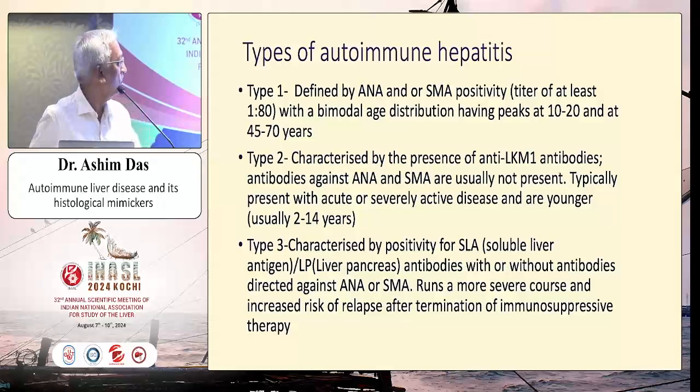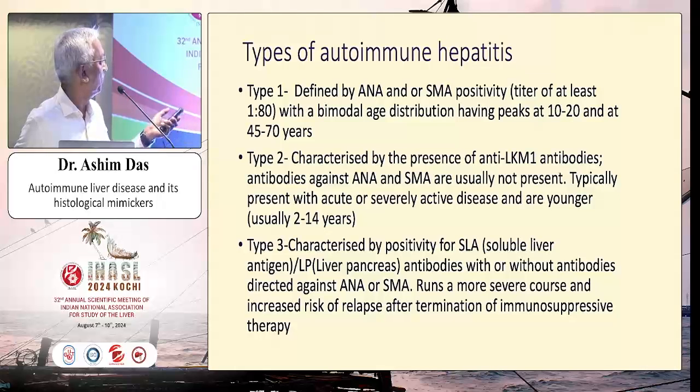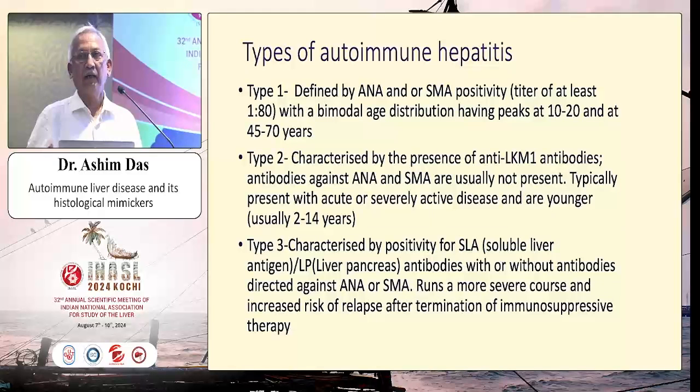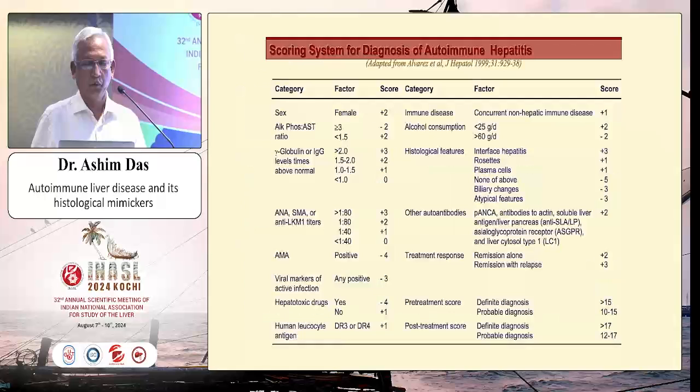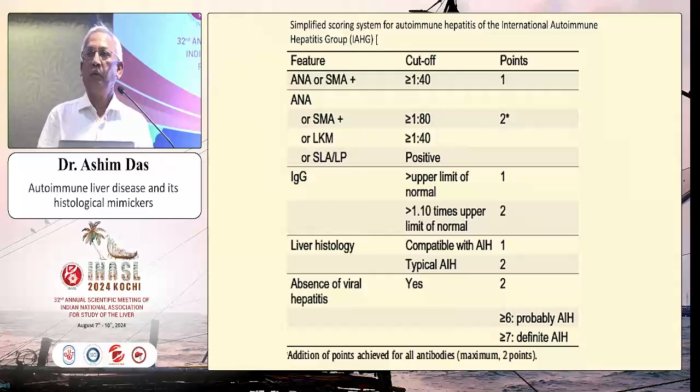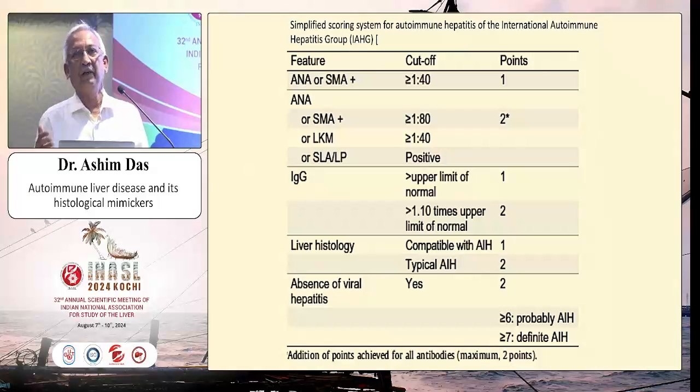All of you know this very well, so I'm not going into details. There are different types of autoimmune hepatitis. Type 2 and type 3 run a more aggressive course than type 1. This is the old scoring system, and this is the recent scoring system. But what we have to be careful about is the compatible liver histology.